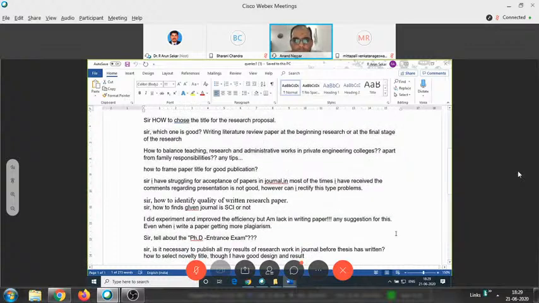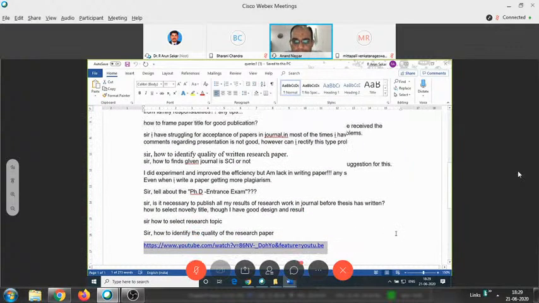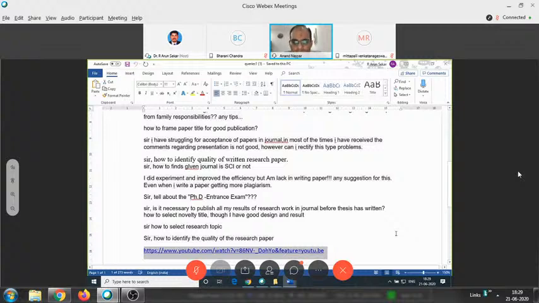Tomorrow, I'm going to give you some hidden information, some secret information, so that your paper will never get rejected. So get ready for that. How to identify the quality of a written research paper, how to find a journal? Yes, I'm going to show you the tool right now, that will be LetPub. The questions that you're asking will be covered after the break.